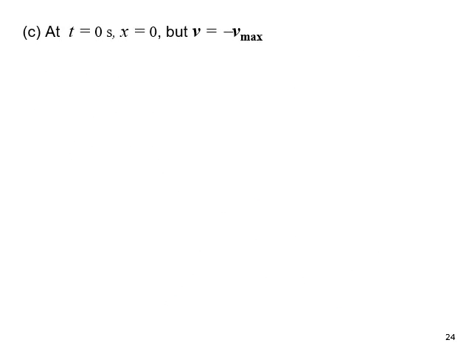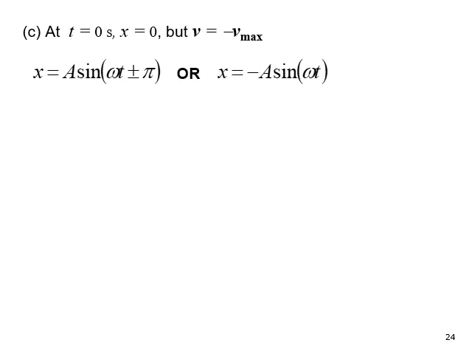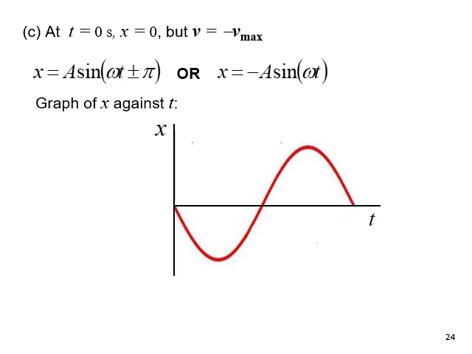If x equal to 0 at t equal to 0 but v is equal to negative v max, the new expression becomes x equal to A sine omega t plus or minus pi or x equal to negative A sine omega t. Hence, the shape of the graph for x becomes a negative sine graph.